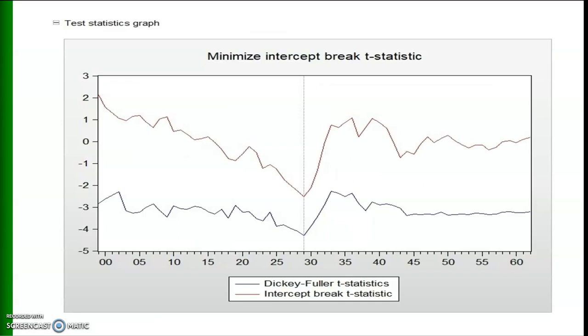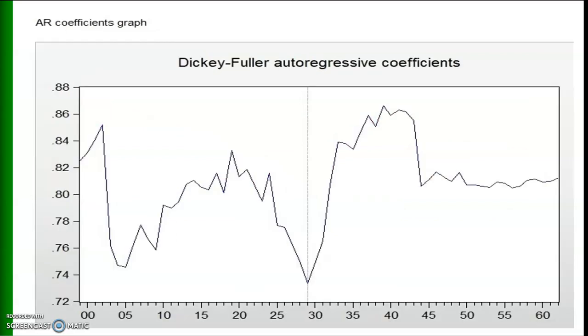These are the Dickey-Fuller T statistic and intercept T statistic for the log of employment, and this is the Dickey-Fuller autoregressive coefficient for the log of employment. I hope this is quite informative and useful for you.